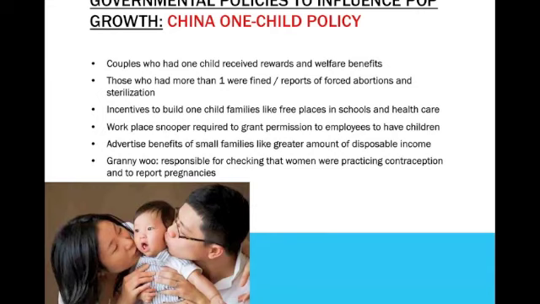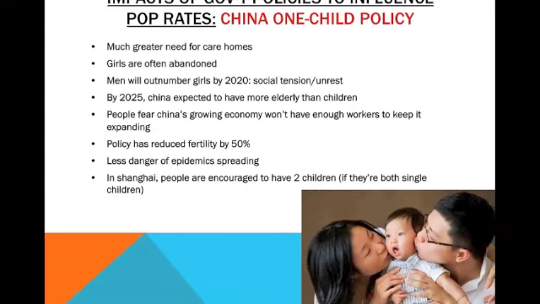So these people, the Granny Woos, were responsible to check that everyone was using contraception and to report any pregnancies. So now let's look at the impact of this policy. This is a separate case study. It's on the same topic, but be careful to read the question properly.